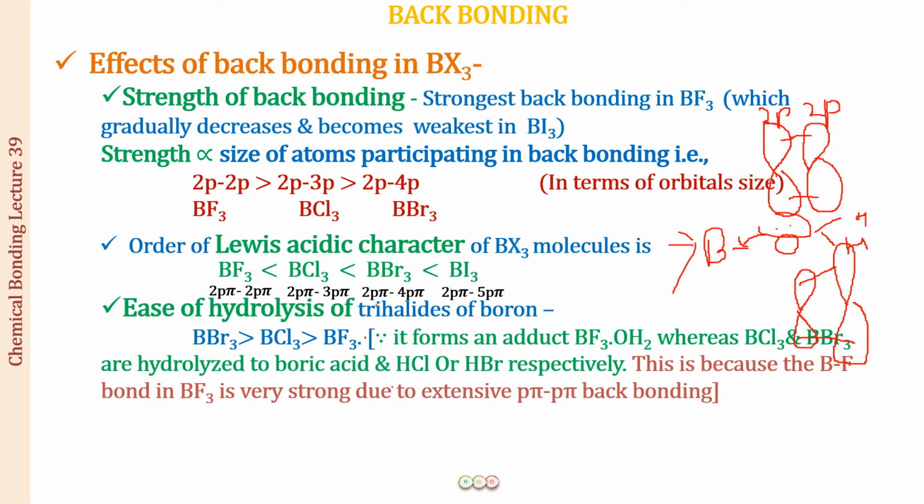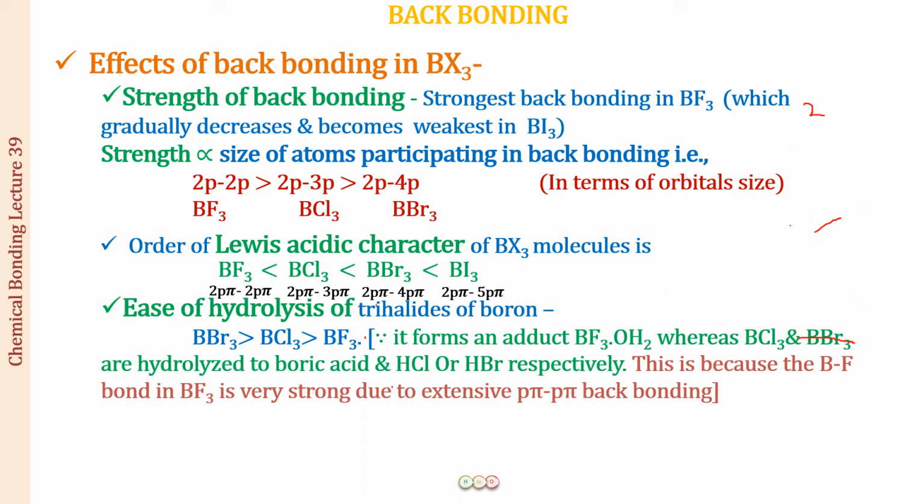In comparison, BCl3 and BBr3 get hydrolyzed, the bond gets broken, and what is formed? Boric acid is formed, and along with it, if it is BCl3, HCl will be formed, and for BBr3, HBr is formed. So boron trifluoride does not undergo hydrolysis because the B-F bond is very strong due to extensive p-pi back bonding. Alright, so this is again something that you have to remember. All these questions which I am telling you as applications actually come as questions in the examination, and we have put them all together for you so that you do not get any of them wrong.